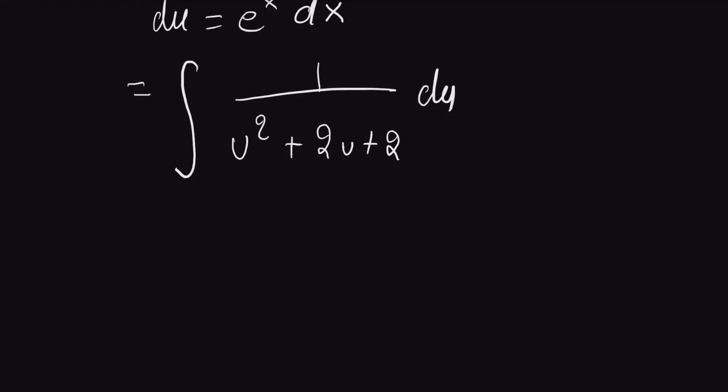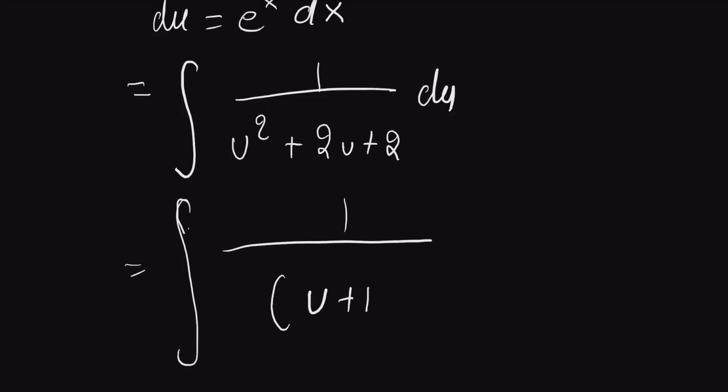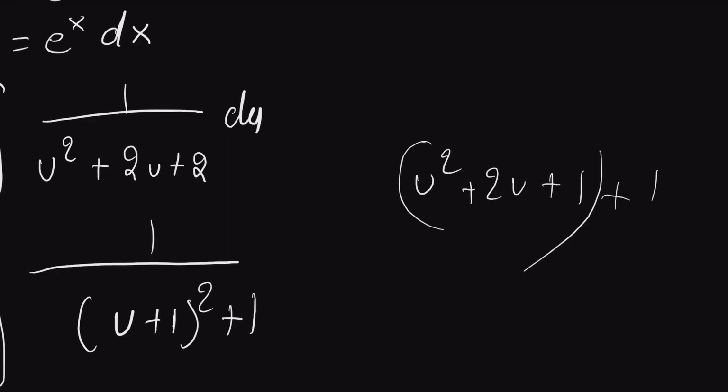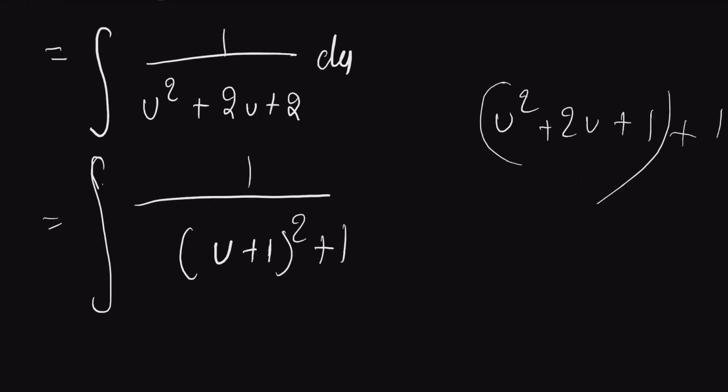What you can notice here is that u squared plus 2u plus 2 is the same thing as u plus 1 squared plus 1. Why? Because u plus 1 squared is equal to u squared plus 2u plus 1. We have u squared plus 2u plus 2, so all we have to do is add another 1. So essentially we completed the square. So this is our new integrand right here. Obviously, let's not forget our du.